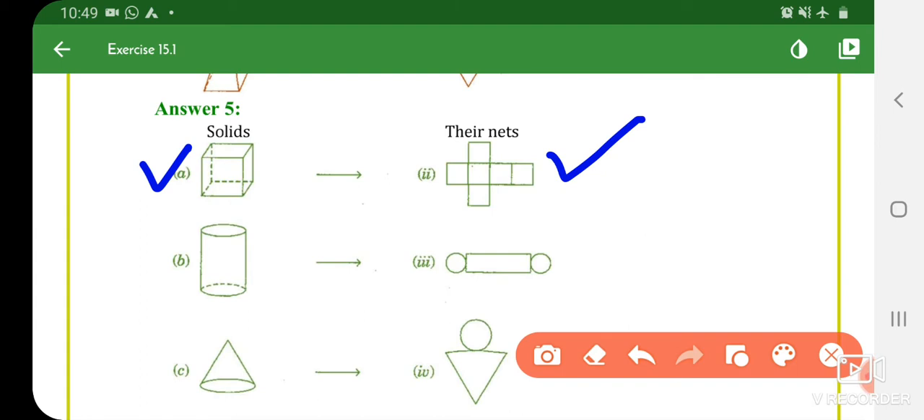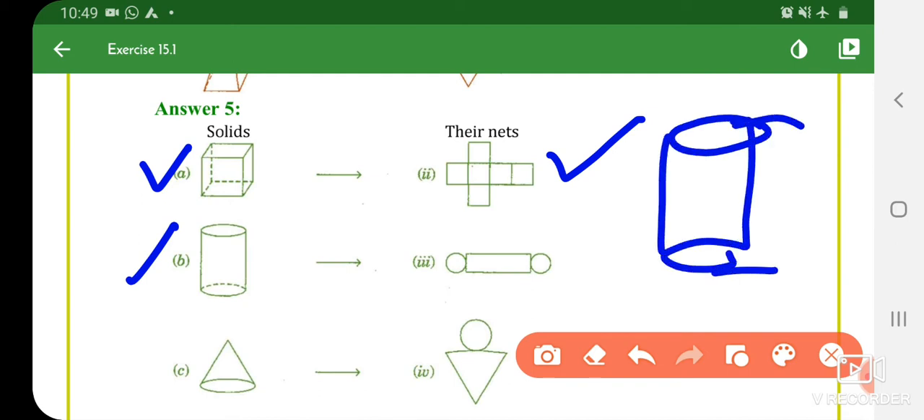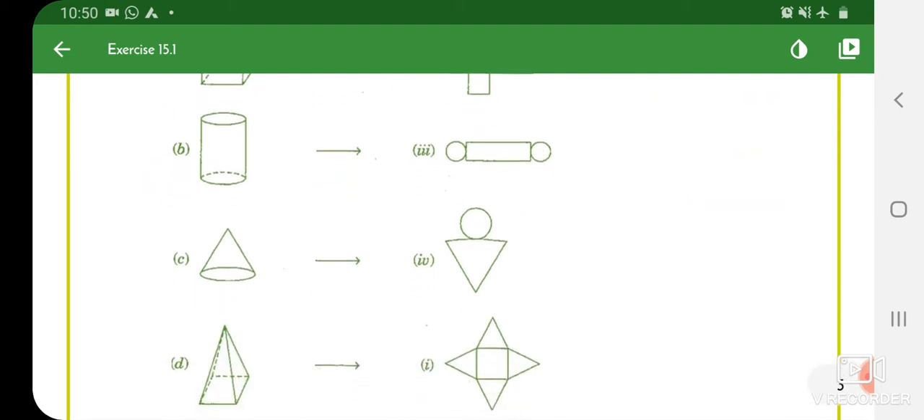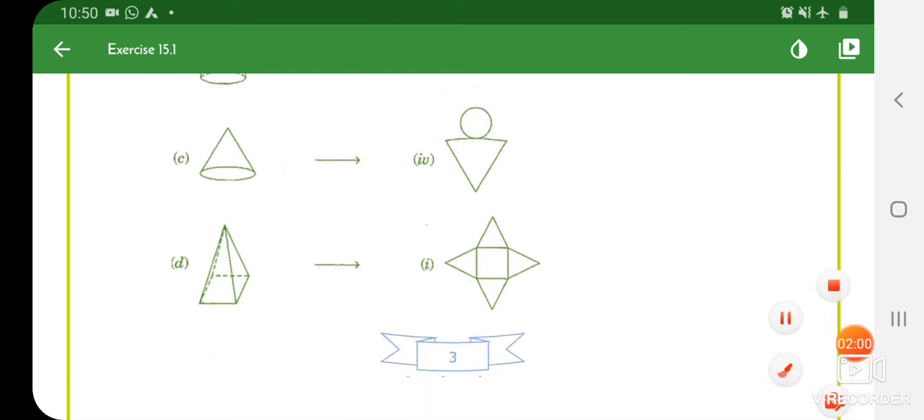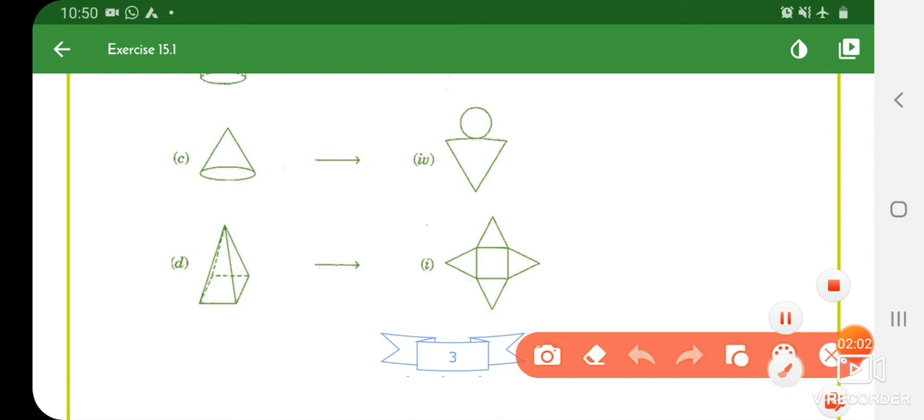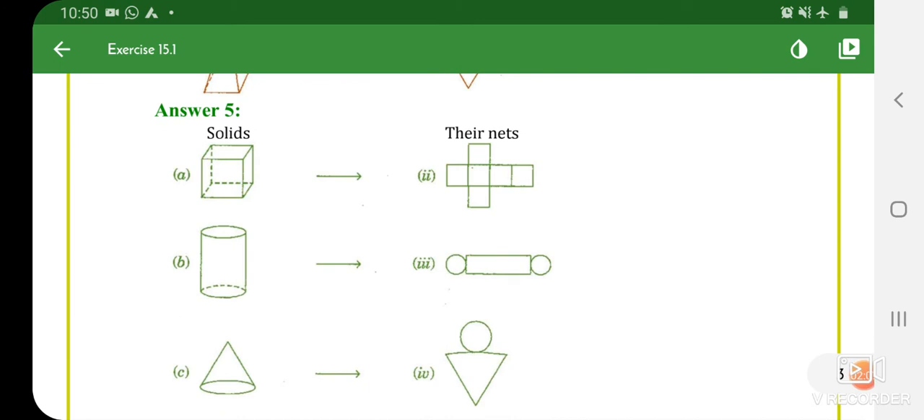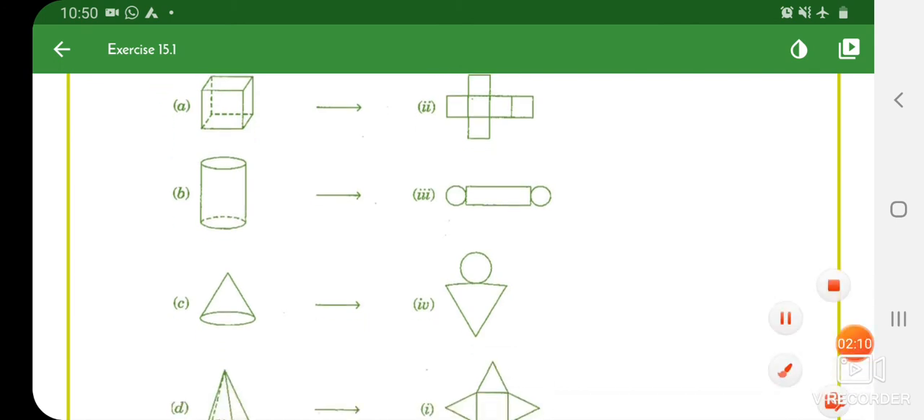Here, these nets are of cube, and the cylinder, because when we open this cylinder, okay, here are two circles and the remaining part is a rectangle like that. And we can see when we open this cone, so these are solid like that. And in the prism, when we open the prism, these are the net of this prism. In question number 5, you can try by doing it yourself.